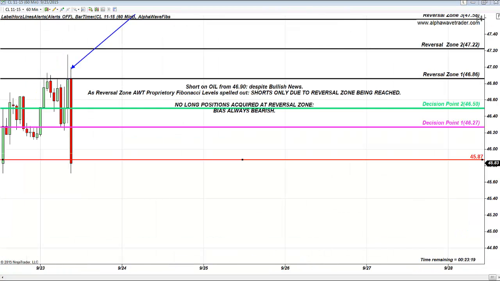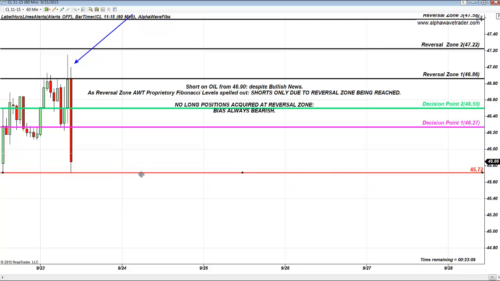Ladies and gentlemen, more than 100 ticks later, we are out of oil. Short from 46.90. Oil reached 45.72. 118 ticks. Bullish news. Ouch. Picture perfect reminder. Always play by the rules, and never ever acquire position in reversal zone. Doesn't matter what the fundamentals tell you. Price does not care.